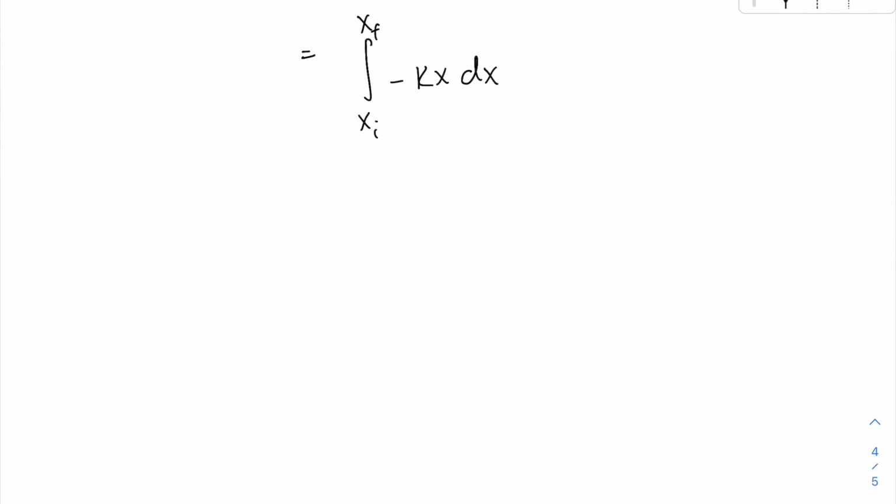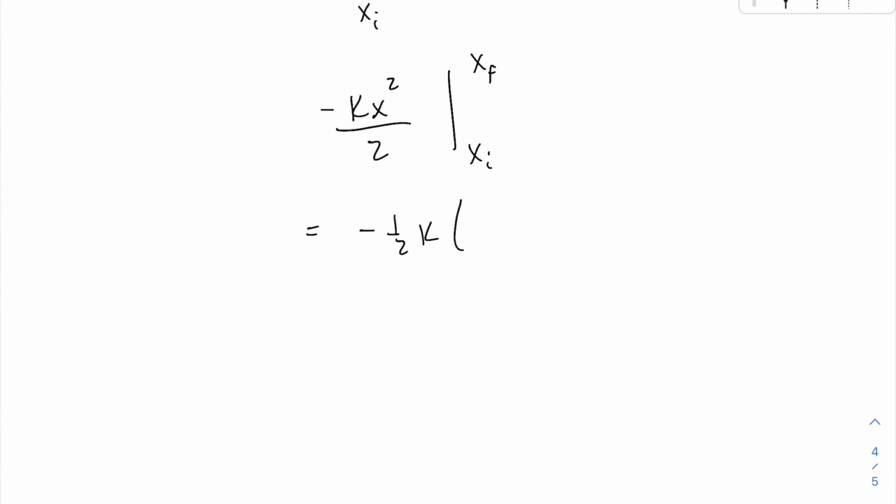The integral of negative kx is going to be equal to negative kx squared divided by 2. And we evaluate that from initial to final position. And if we do that, we're going to have -1/2 k times the final position, and we have to square that, minus the initial position, square that. And this is exactly what we found by taking the area under the curve.